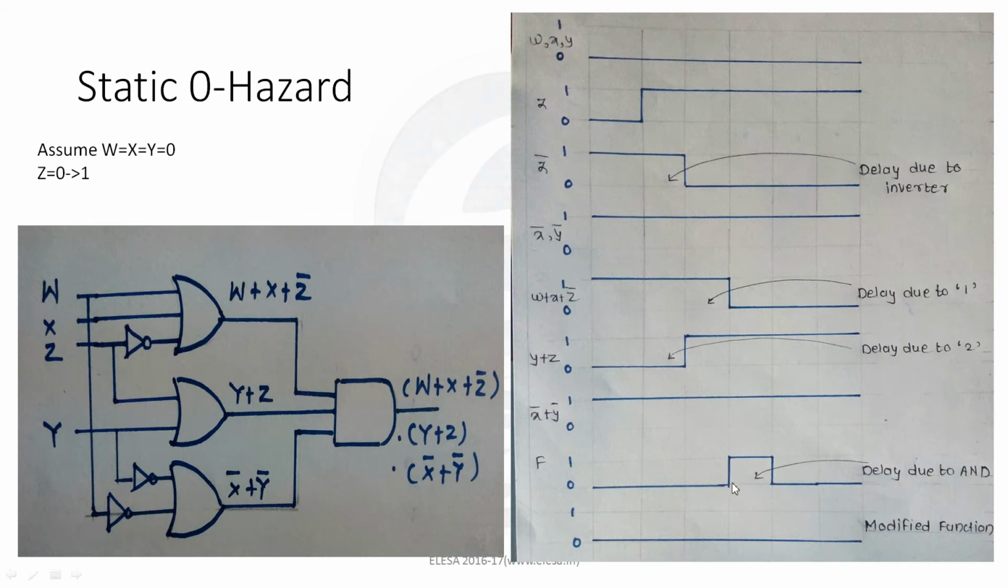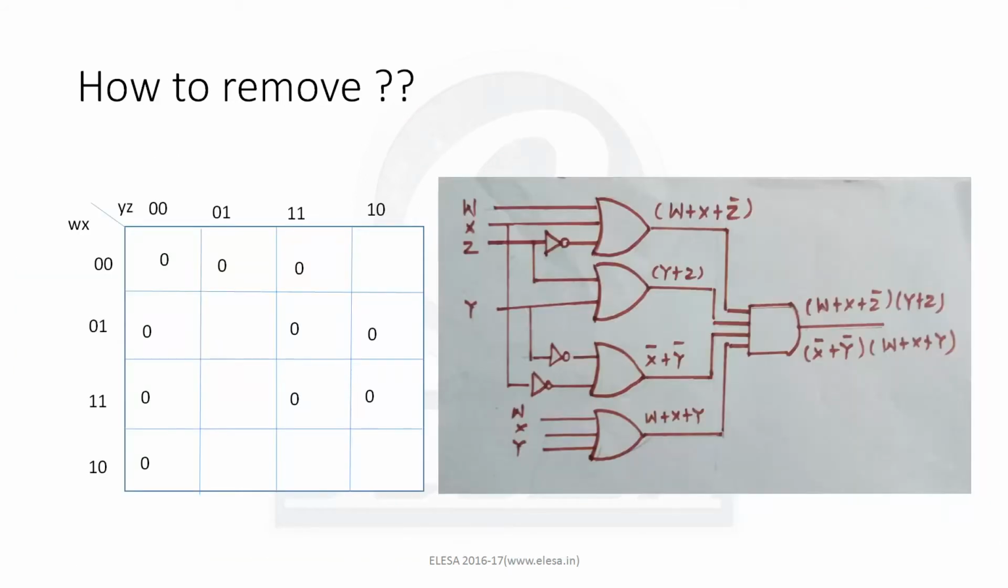Let's move towards how to remove this hazard. Again, we draw the K-map from the equation, and here also we consider the groups and the redundant term. This is a redundant term, and from this equation, that is the product of sum equation, we find the term w plus x plus y, which is the redundant term, and which removes this hazard.